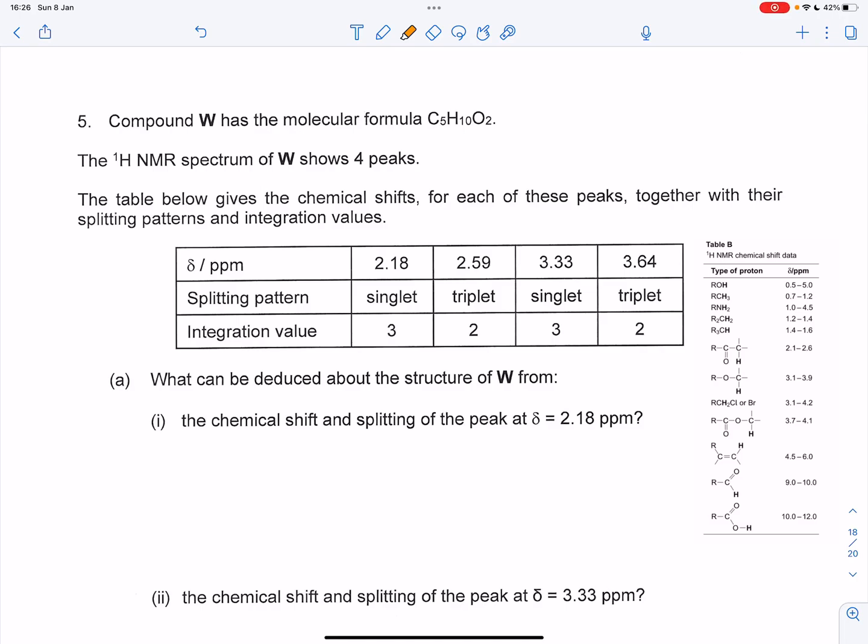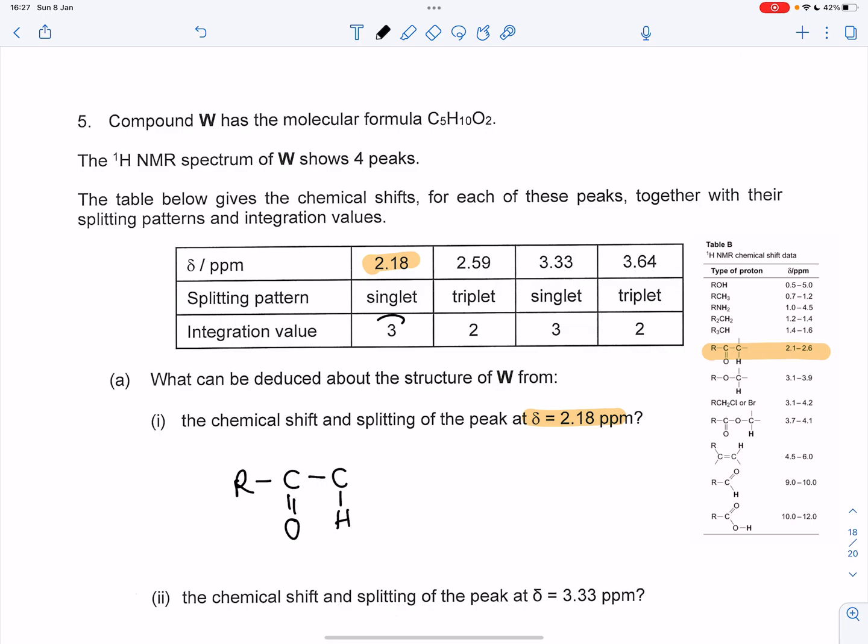This final example of interpreting proton NMR has the formula C5H10O2 and a table of data. We're going to do exactly the same. We've got 2.18 here, so we're going to go looking on our data sheet. We know that we've got oxygens, so we're going to pick out the likely suspect. At 2.18, we're going to go R, C double bond O, C with a H.